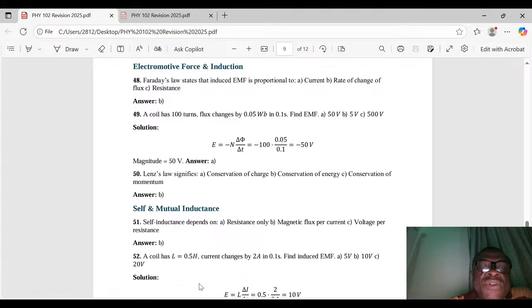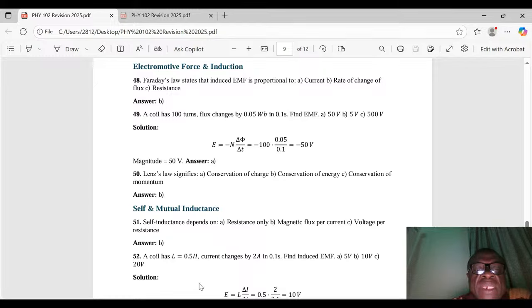And 49, a coil has 100 turns. Flux changes by 0.05 Weber in 0.1 second. Find the EMF. And the formula is stated here. E is equal to minus N, N is the number of turns, delta phi all over change of time. So by the time you substitute that, you have 50 volts, which is A.